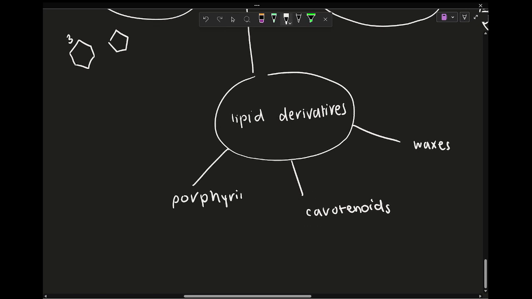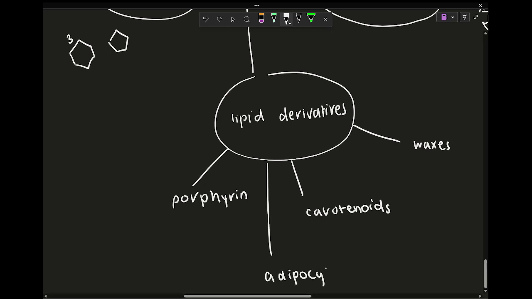And then we also have one other lipid derivative, which is called porphyrin, which are 4 joined chiral rings with a metal atom at the center. So think of hemoglobin, right? In the center of hemoglobin, there is an iron atom, or at the center of chlorophyll, there's a magnesium atom.